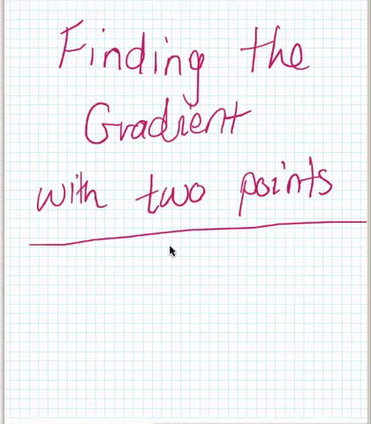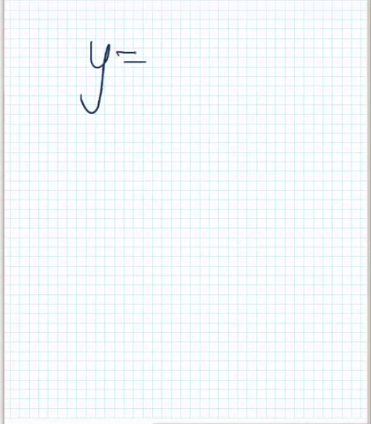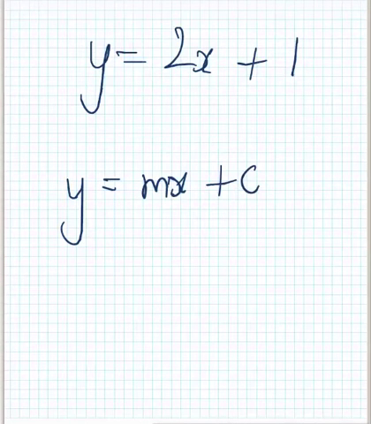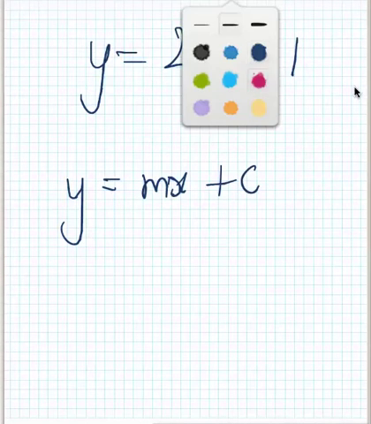Hi, so for this session, we will be learning how to find the gradient when given 2 points. So just to recap on what we've covered so far, if we have a linear equation, just say y equals 2x plus 1, we can identify that this is in the form of y equals mx plus c. Sometimes we have to rearrange this to get it into this form, which we'll be doing in other sessions.